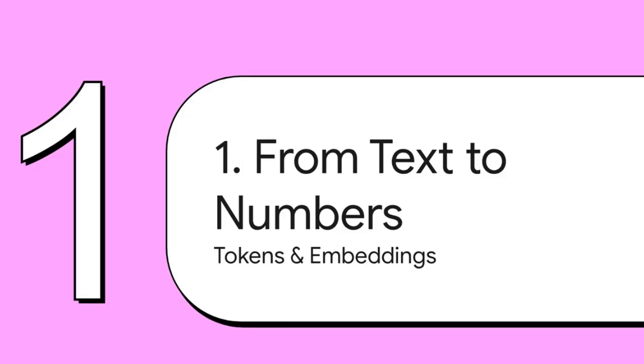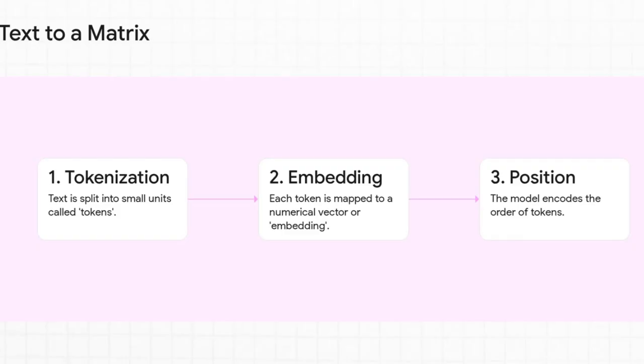Okay, so the very first hurdle is pretty fundamental. Computers, they don't get words. They only speak in numbers. So the big question is, how do you translate our language into something they can actually process? Well, it's basically a three-step process. First up, your sentence gets chopped up into these little pieces called tokens. Think of them as subwords. Then each of those tokens gets mapped to a special string of numbers called an embedding. Now you can picture an embedding as a coordinate, like a point on a huge, multi-dimensional map of meaning.